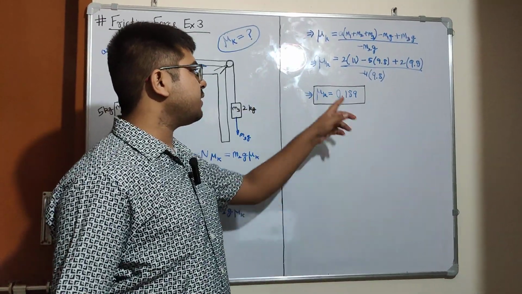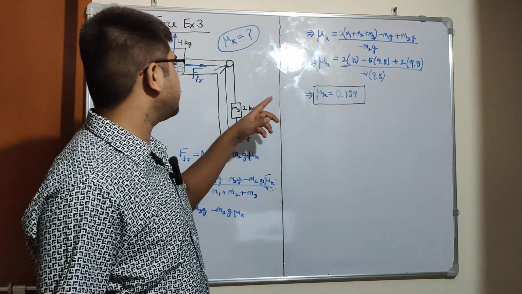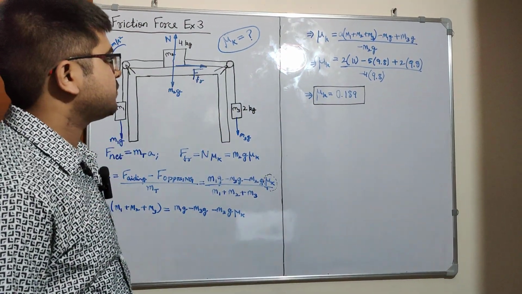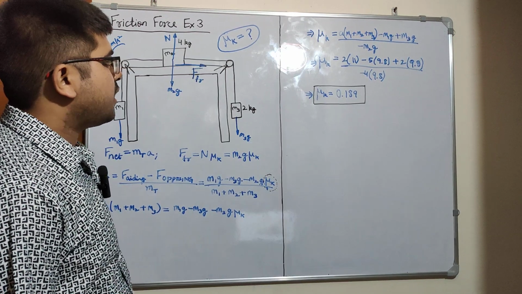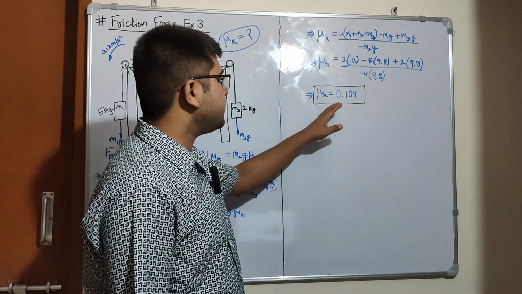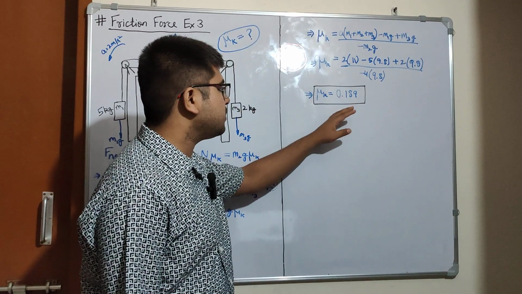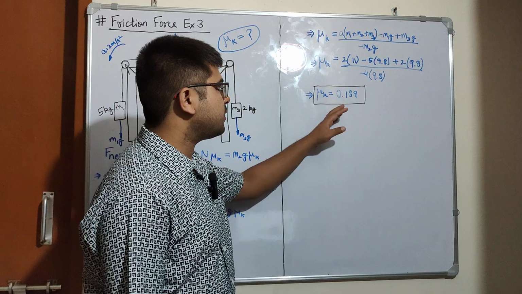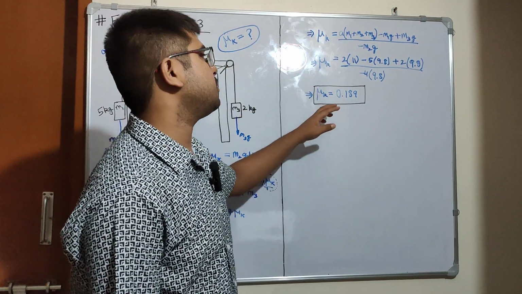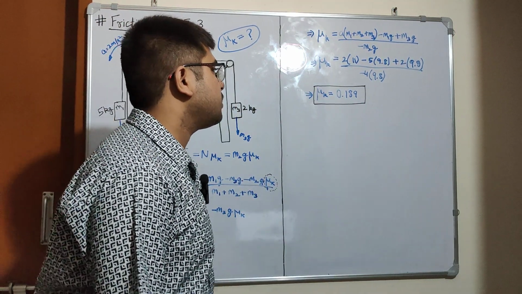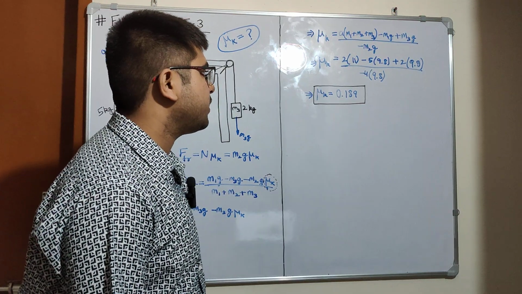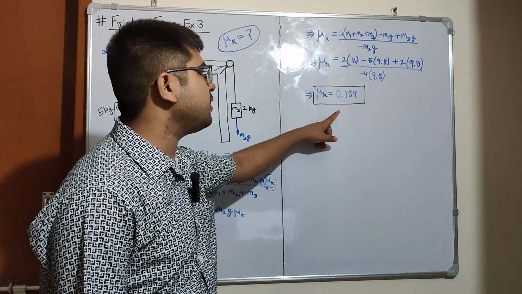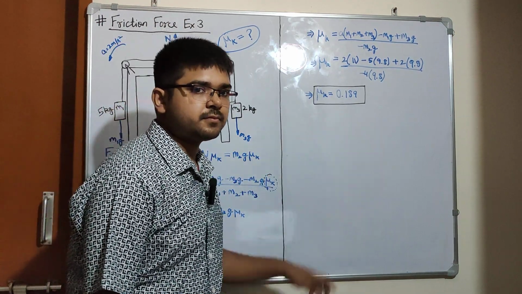Now this value μk is not negative, so we know that the acceleration is indeed in this direction, and we also know that μk is between 0 and 1, so this is a correct value. If it would have been greater than 1, then it would be a concern for us, because the μk value cannot be greater than 1. So this value that we have got, 0.189, is indeed true.